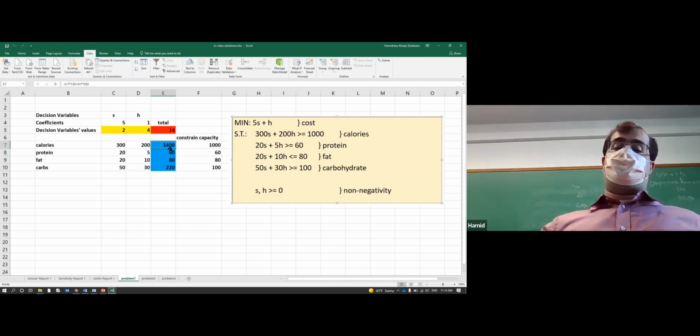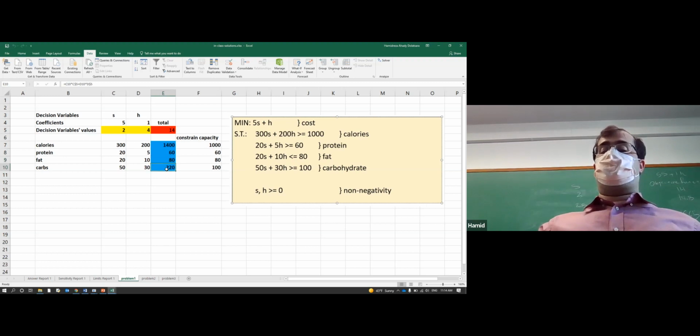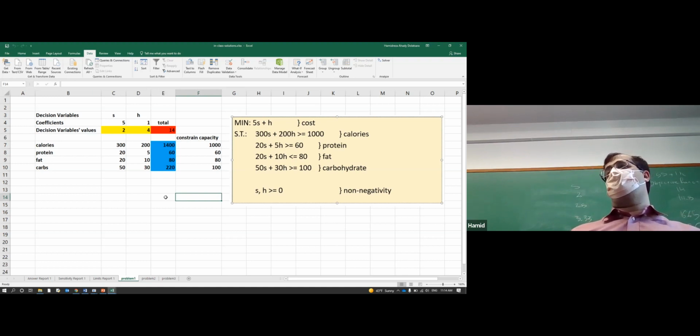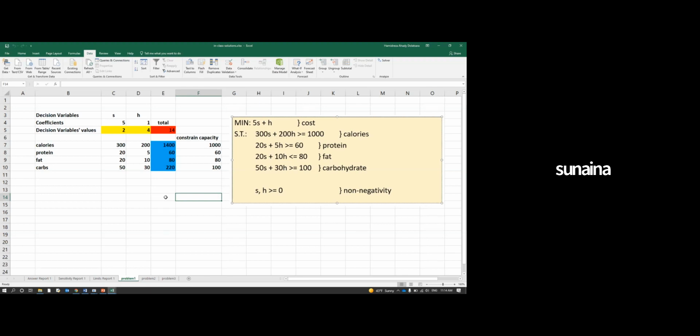You also can see the value of your constraint. For example, the first constraint would be 1400, which is more than 1000. The second is 60, which is at least 60. Second is 80. Last one is 20, which is more than 100. So we satisfy all the constraints, because the values in the blue cells, associated with the formulas, follow all the constraints that I have. Questions so far?